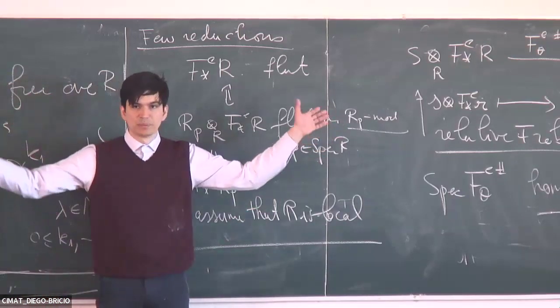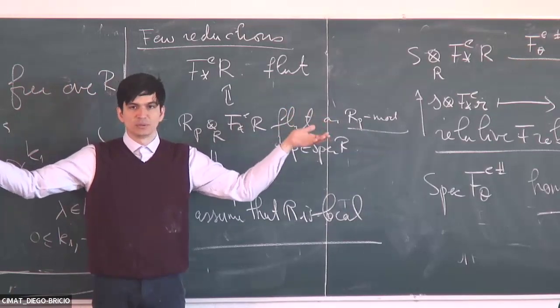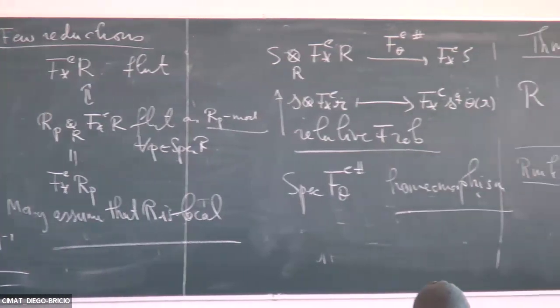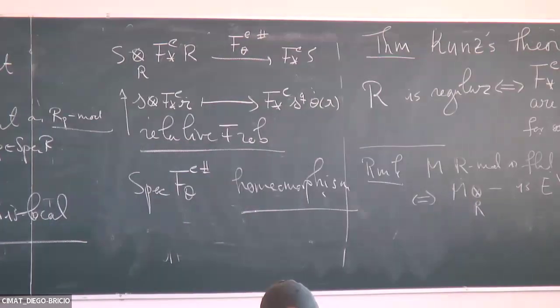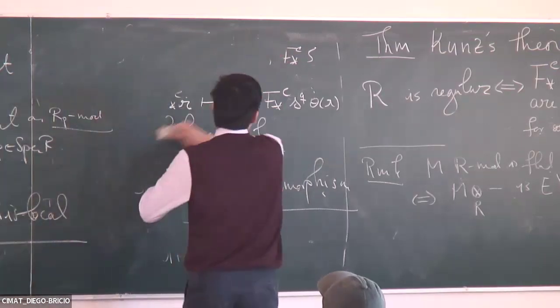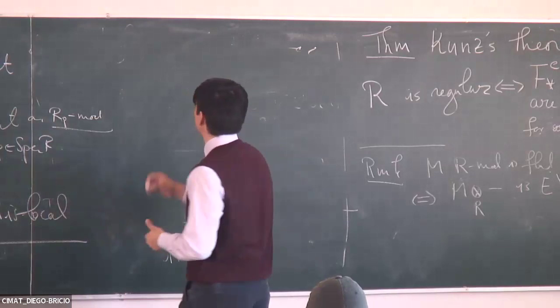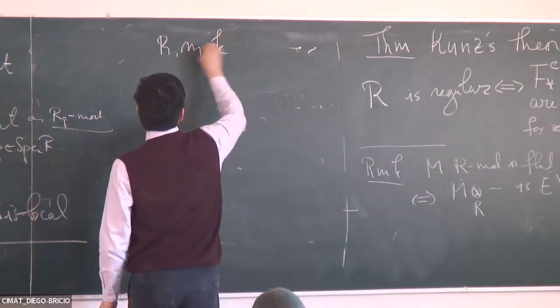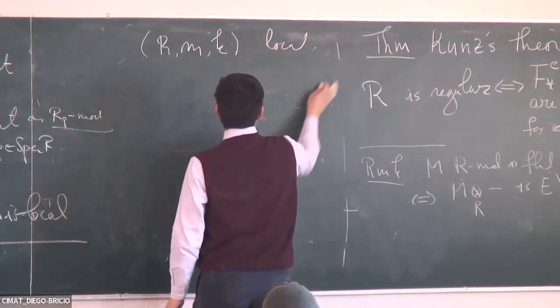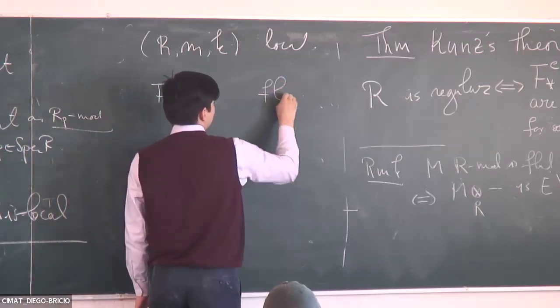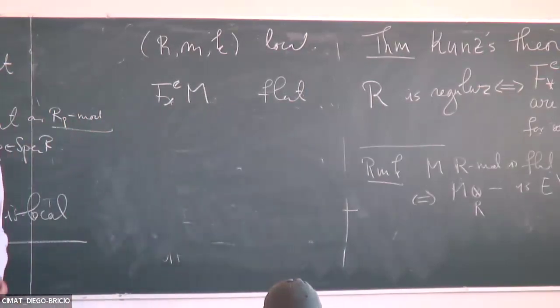We have to compare two properties, and these two properties can both be checked locally. So what is the other step? What do you think? Once you have local, what do you think? I was talking about completions. We may assume that R is complete. We can complete. So suppose now that we are in the local case, and I want to prove that this is flat as an R module.